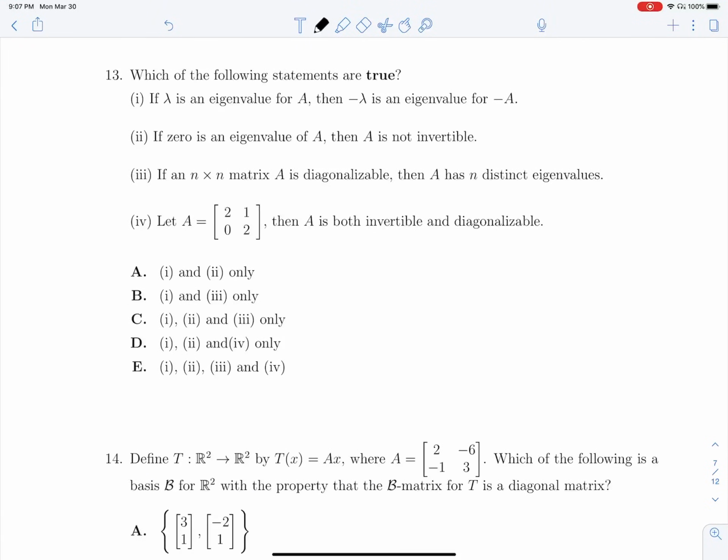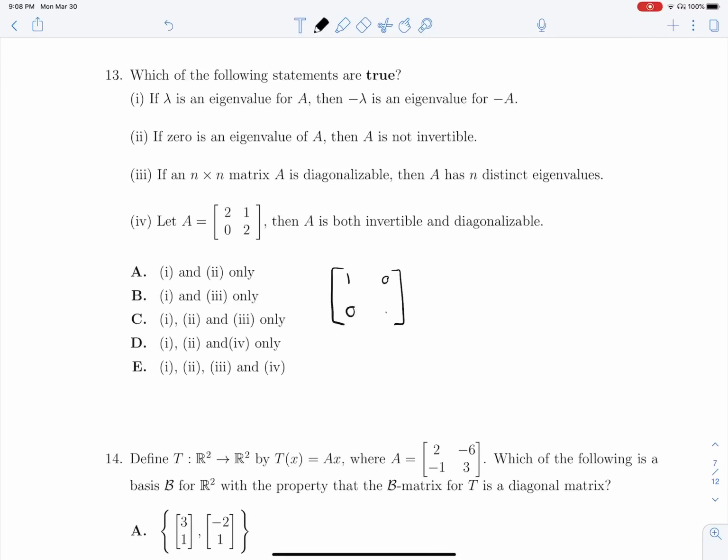13. Which of the following statements are true? 1. If lambda is an eigenvalue for A, then negative lambda is an eigenvalue for negative A. Let's just choose a very simple explanation for this one. I don't have a rigorous proof for this one. I'm sure you can find one online if you feel that you're lacking.